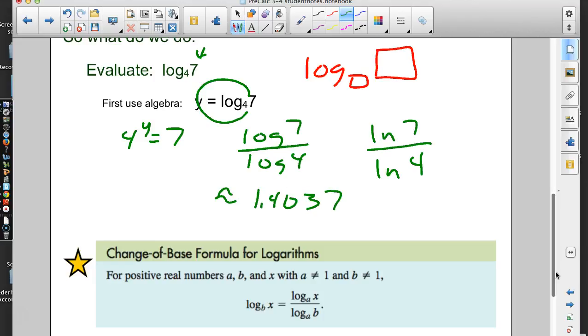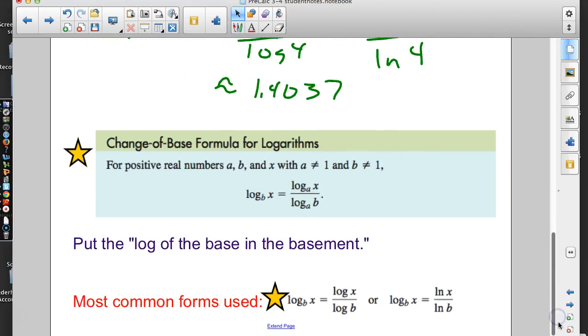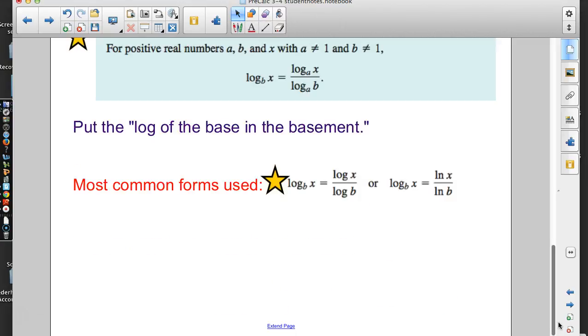And again, with logarithms, we usually do 4 decimal places. It's been done that way for hundreds of years, so generally you're going to see 4 decimal places. And once again, they inform us down here, the change of base formula says it doesn't matter what the base is as long as you use the same base for both of them. Logarithm base a of x, logarithm base a of b. So you can use log for both of them, or you can use ln, log base e, for both of them. Just don't mix and match. It has to be the same for both. So you put the logarithm of the base in the basement, 2 B words. The logarithm base is always in the basement.